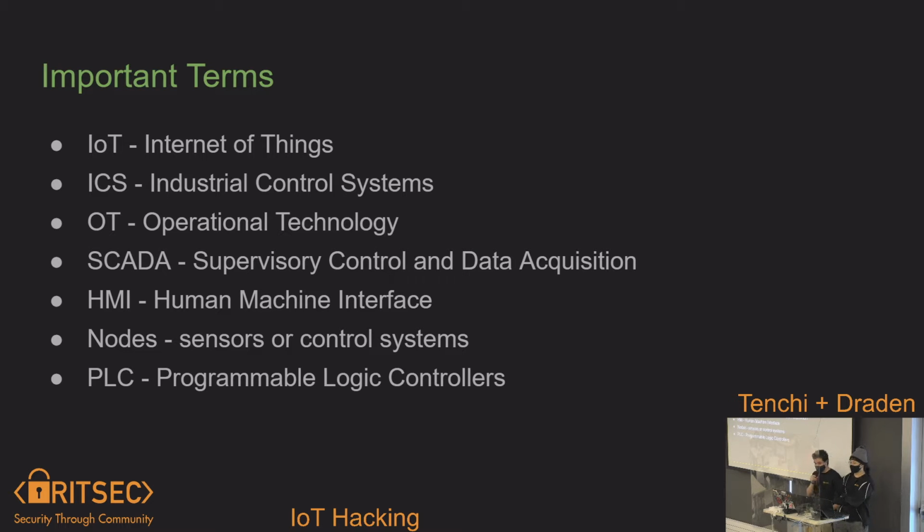ICS stands for Industrial Control Systems. OT stands for Operational Technology. ICS is a subset of OT, which is part of IIoT, which is Industrial Internet of Things. SCADA stands for Supervisory Control and Data Acquisition. HMI stands for Human Machine Interface. Nodes are sensors or control systems that we use in IoT, and PLCs are programmable logic controllers. We'll get into some of the protocols that use these in a moment.